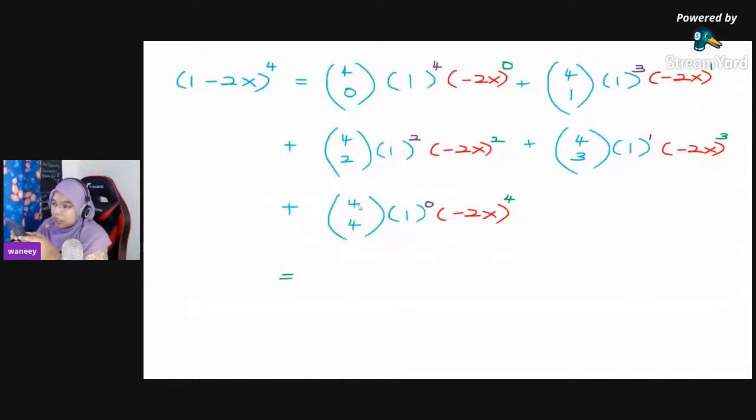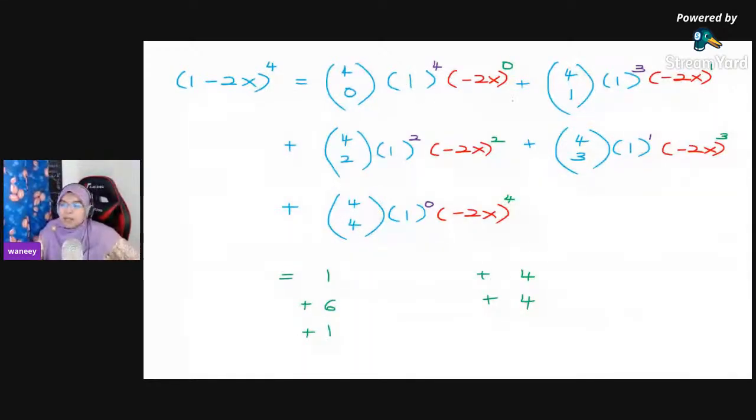So 4 shift. Okay, so 4C0 should be equal to 1. So 1 plus 4C1, so it will be 4. Plus 4C2, 6. Plus 4C3, 4. And then of course 4C4, which is 1. Okay, so this is simply the binomial coefficients, and then we're going to expand them one by one.